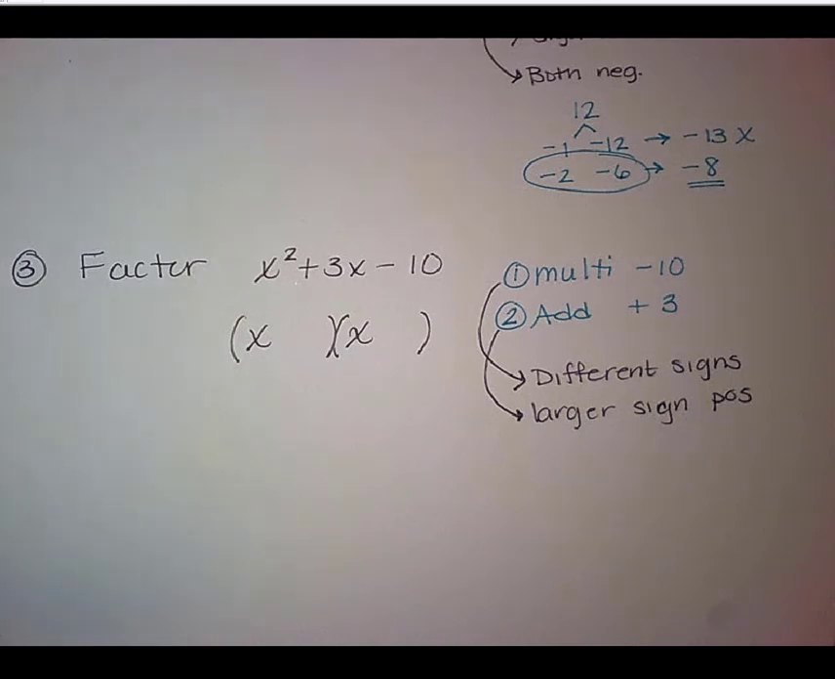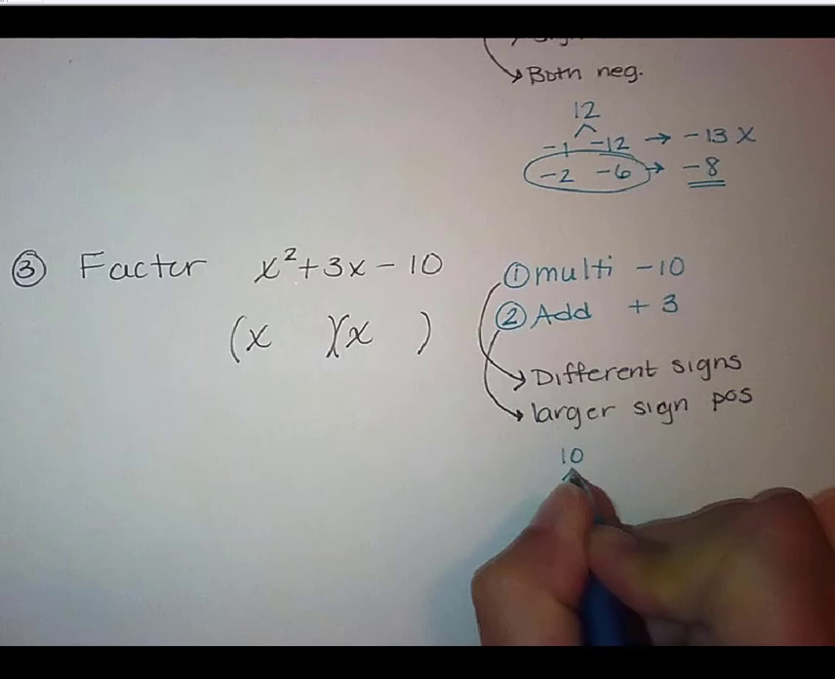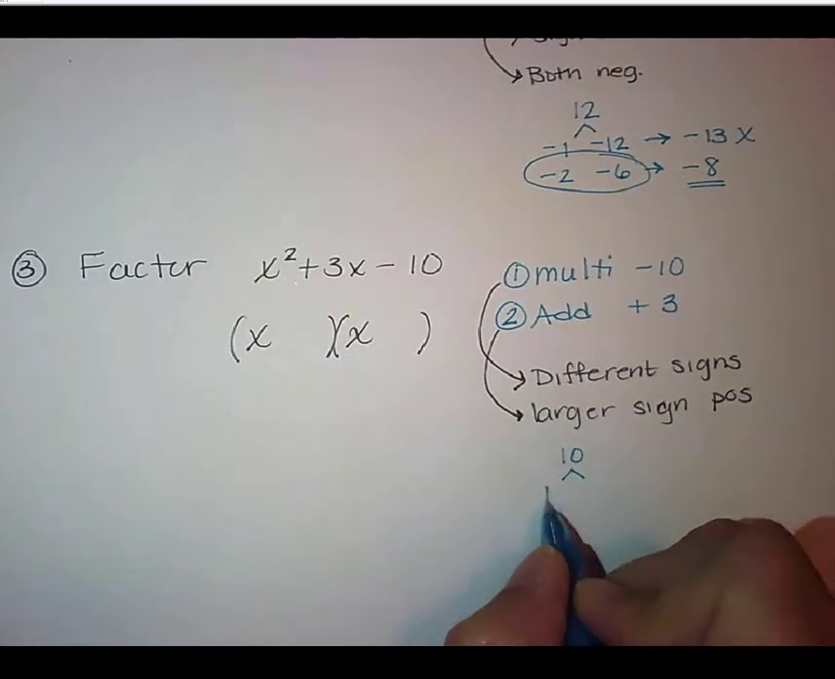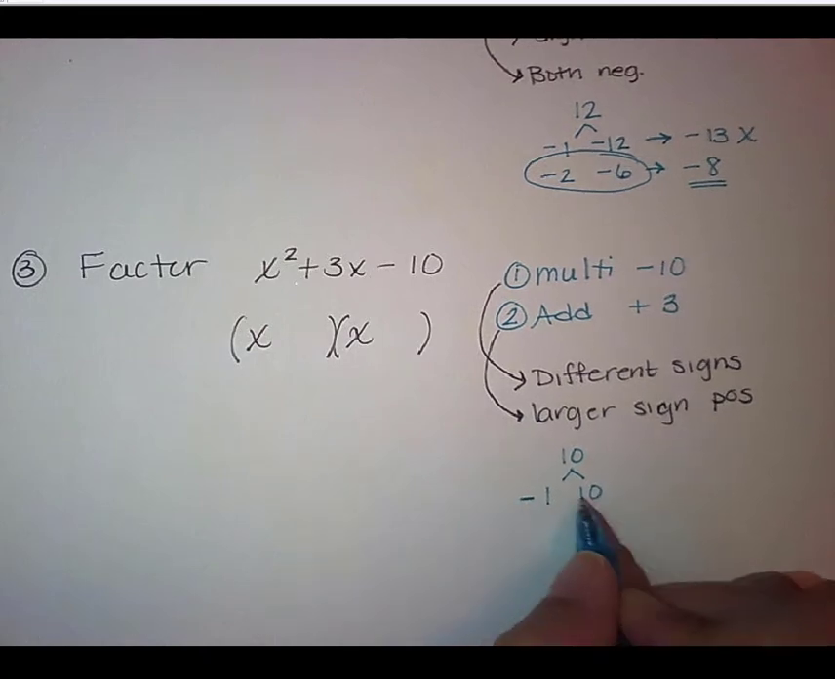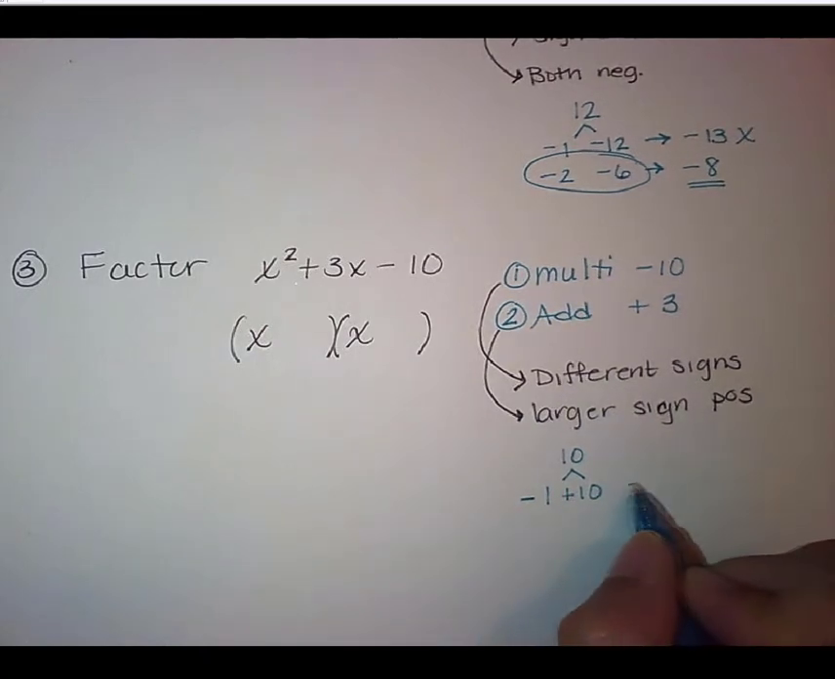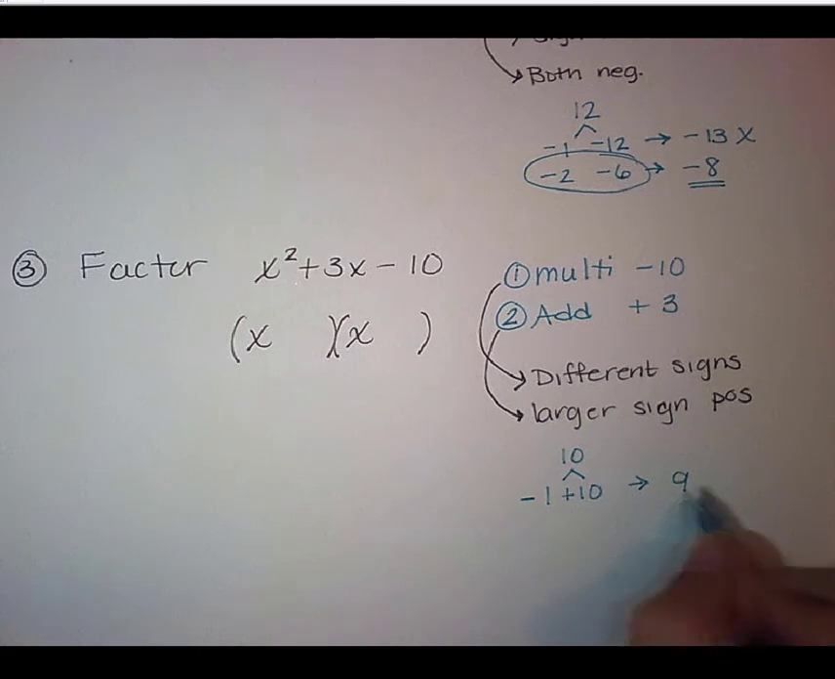But again, I'm going to look at my multiples of 10. So there's not a whole lot of multiples of 10 here. We've got 1 and 10. And remember, my larger sign is positive. That means this is going to be a negative 1 and a positive 10. But when I combine that, I would get 9. So that's not right because I wanted it to be 3.